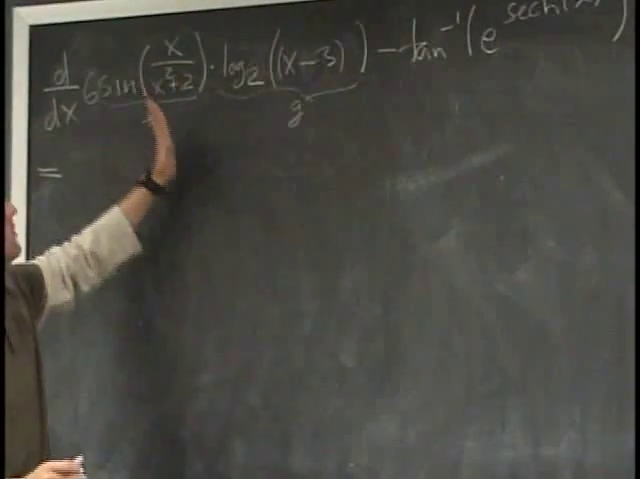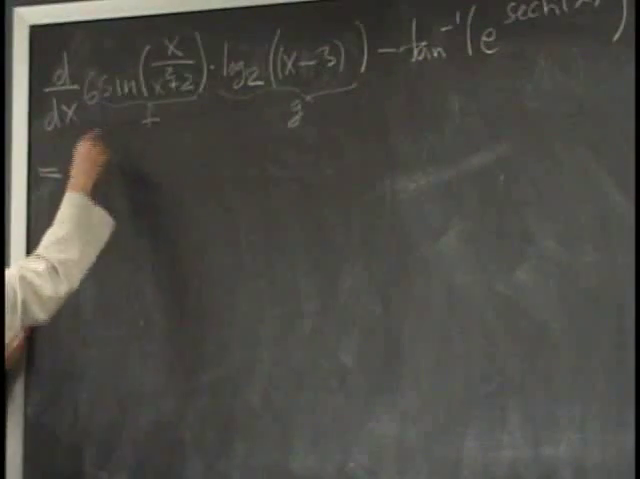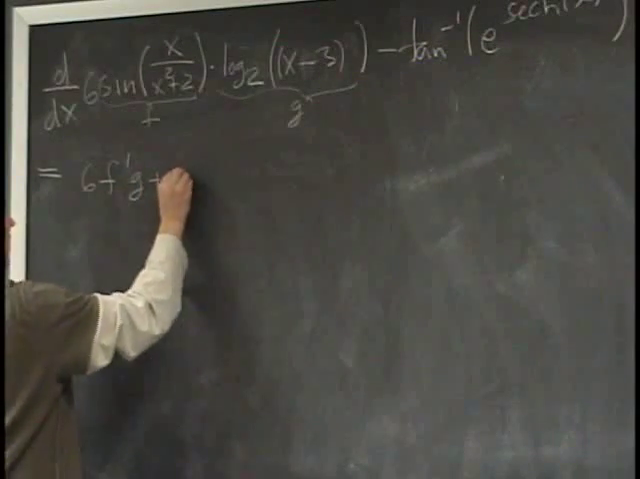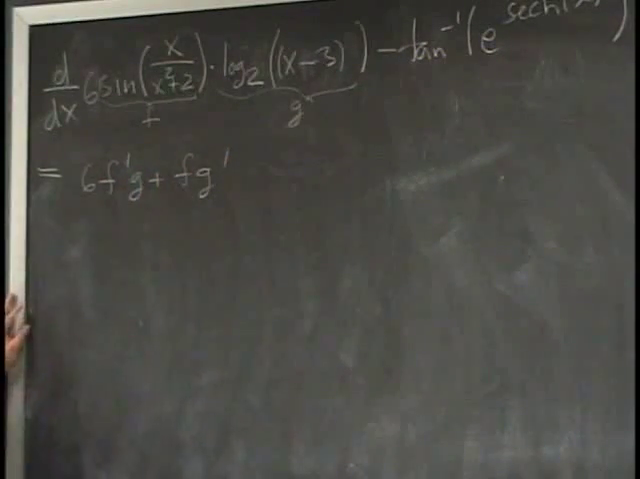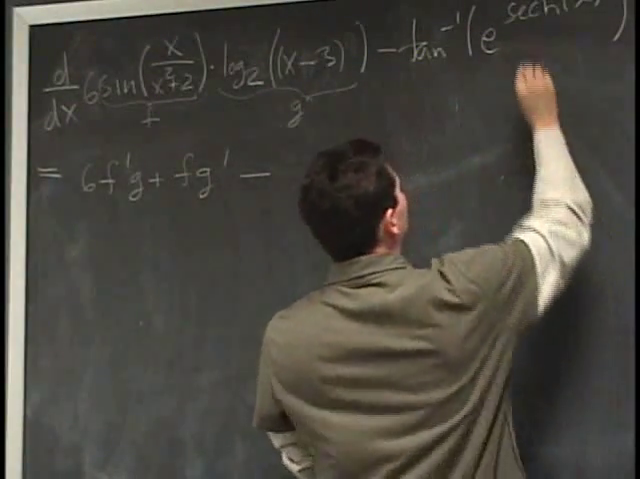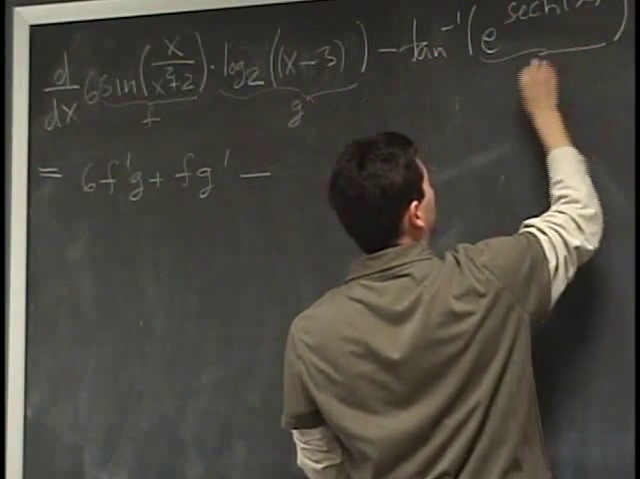Okay, so we're going to have to use the product rule here. So we know what it's going to be. It's going to be 6 f prime g, right, plus f g prime. Minus, okay, now over here, what if we, let's see, how about we call this function u?